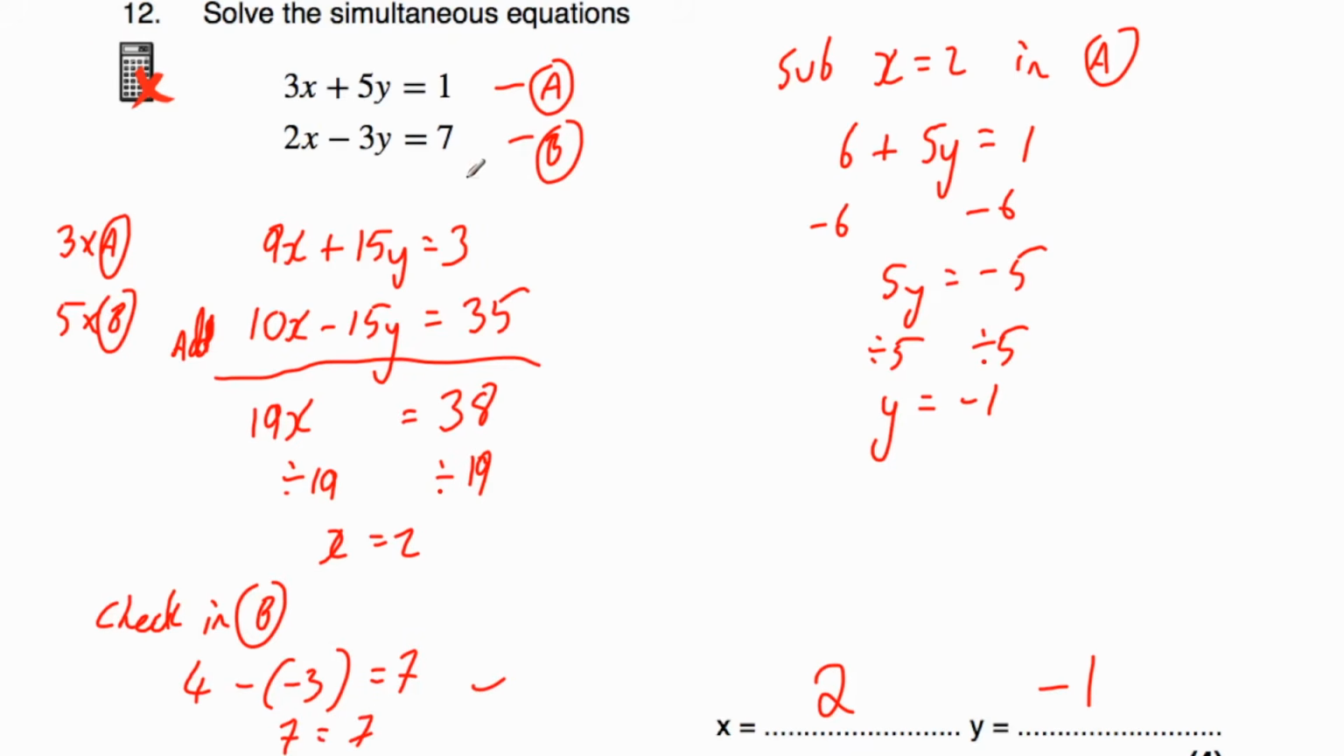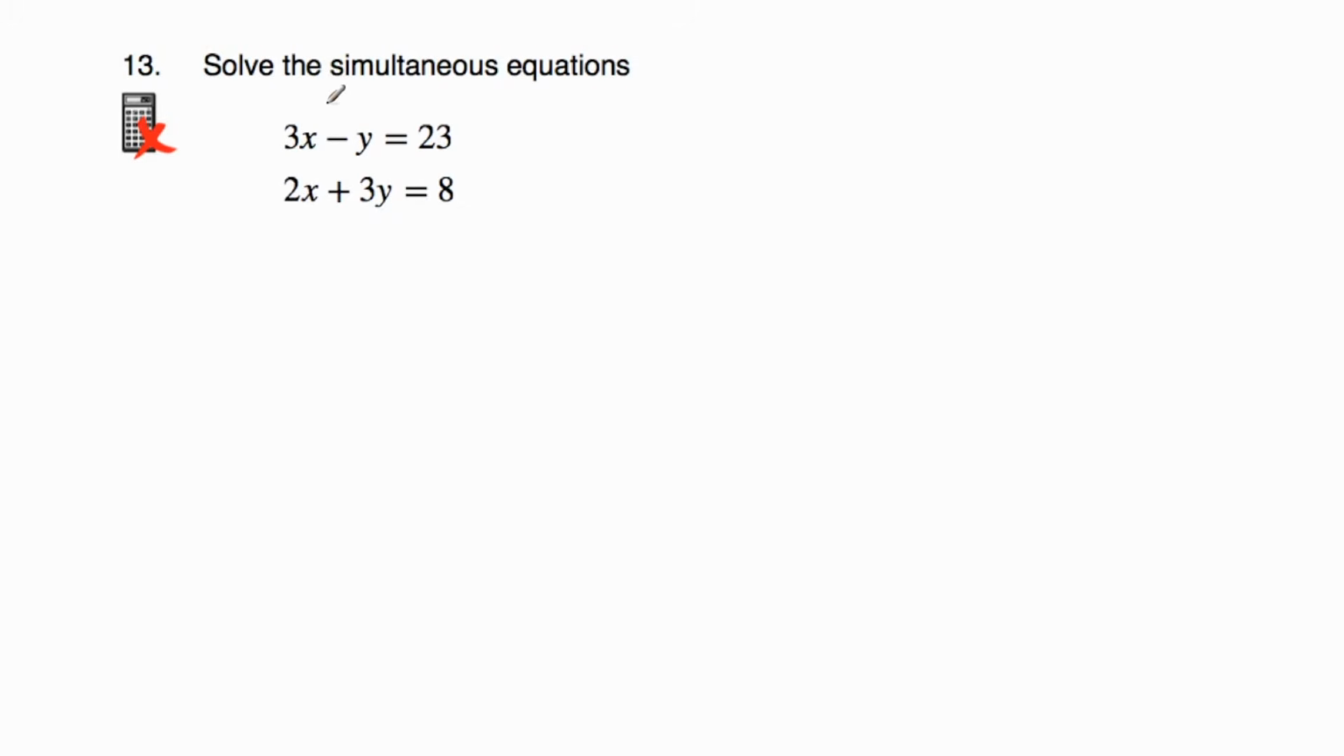That's it. Okay, let's have a look at question number 13. So question number 13 says 3x minus y equals 23 and 2x plus 3y equals 8.